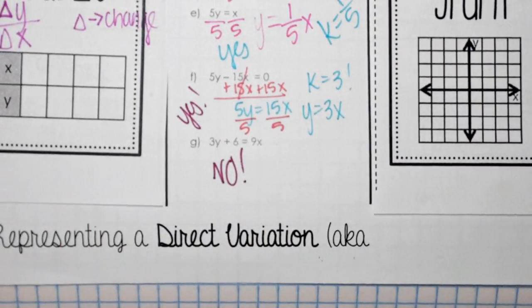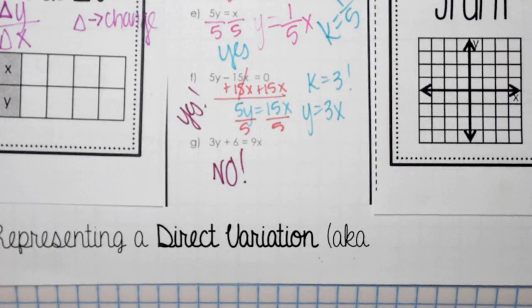Now, the reason we don't have to solve this one is because it has this plus 6 right here. So if it says plus anything, you don't have to solve it. That's not a direct variation.